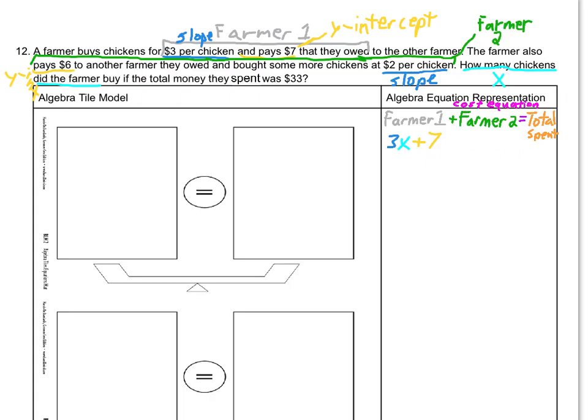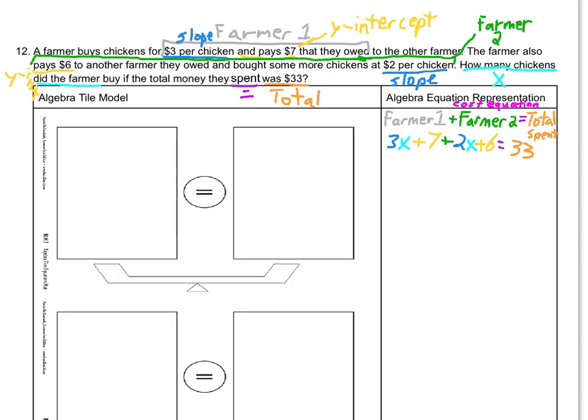That would look like this. We get 2x plus 6. Again, 2 is my slope. That's the number with the x. Plus it's $6. That's the starting amount, right? That doesn't change. It's always $6 for farmer 2. That equals my total. What's my total? We get equals $33. See if you can model what that looks like then with the algebra tiles.